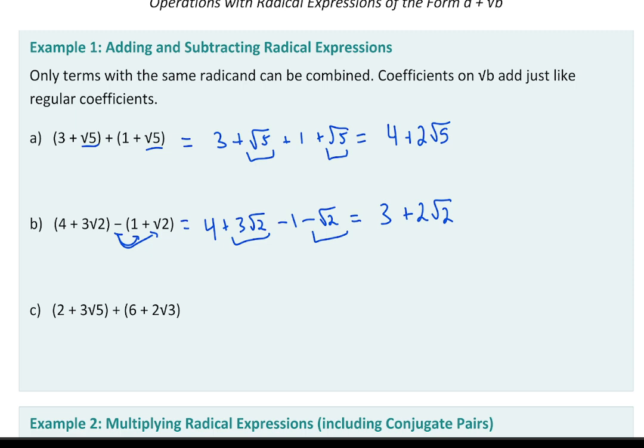Moving on to our third example, here we have 2 plus 3 root 5 plus 6 plus 2 root 3, which here, notice we have a root 5 and a root 3. Those are not like terms, so I can combine the 2 and the 6 to get 8, plus, and then I just have 3 root 5 plus 2 root 3. I can't do anything with those two.